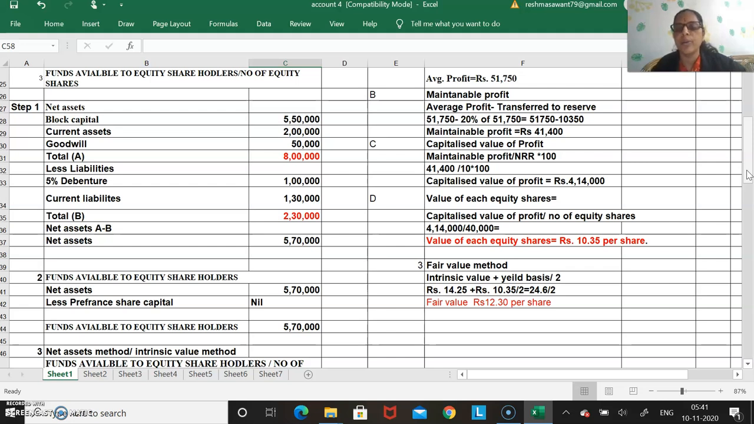Then calculate fair value method. In fair value method, we use intrinsic value plus yield basis divided by 2. So you can say it is an average of the first two methods. 14.25 per share value according to net asset or intrinsic value method plus yield basis method 10.35 divided by 2. So 24.6 divided by 2. So the fair value of each equity share is rupees 12.30 per share.